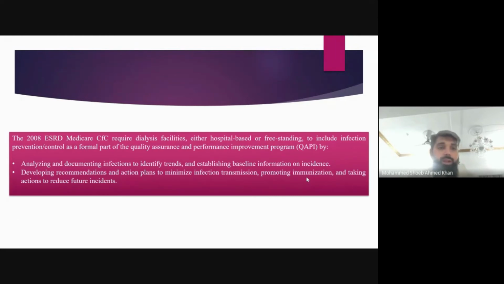So in 2008, the ESRD, that is end-stage renal disease, Medicare CFC required dialysis facilities, either hospital-based or freestanding, to include infection prevention control as a formal part of the quality assurance and performance improvement program. Of late, dialysis is not just happening.